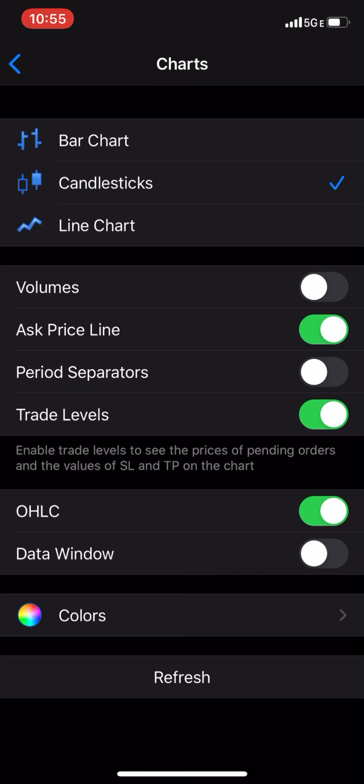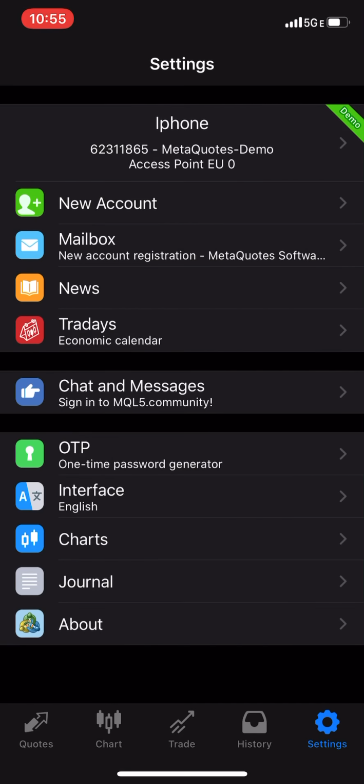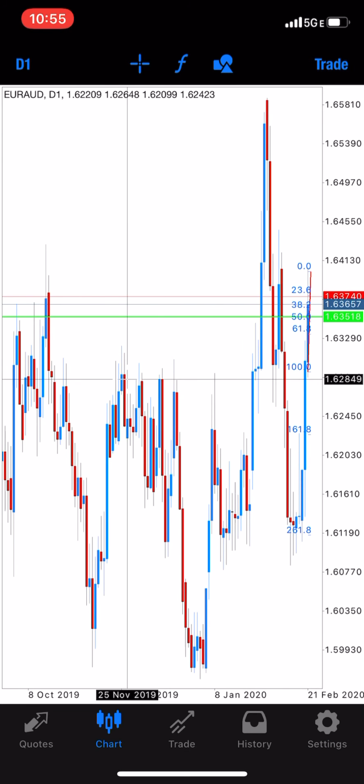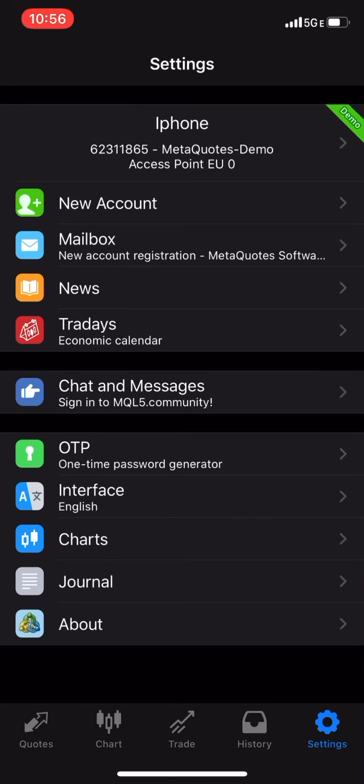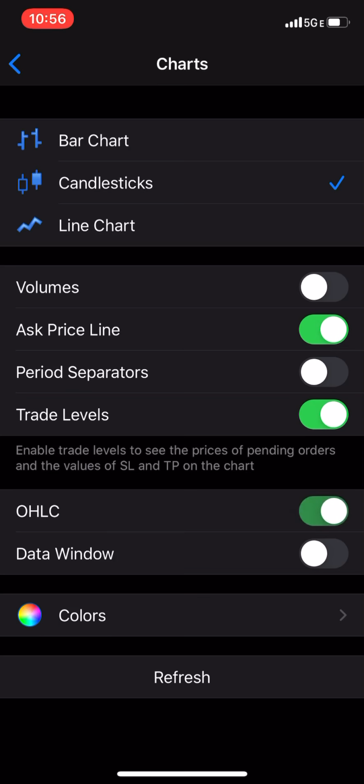OHLC, that represents open, high, low, close. So if I turn that off, those numbers that we were seeing previously, okay, they're supposed to go away. So I'm not actually sure why they didn't go away, but that's what that represents. It's basically showing, do you want to see the open, high, low, and closing price on your charts?